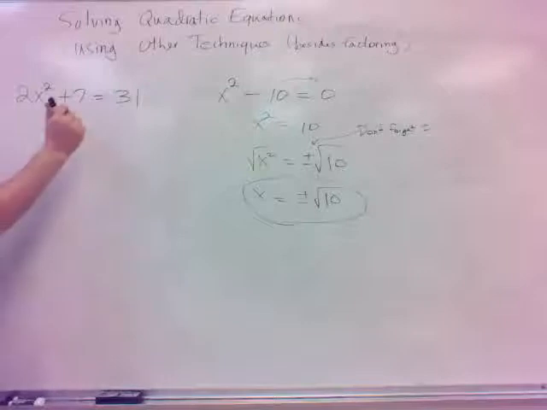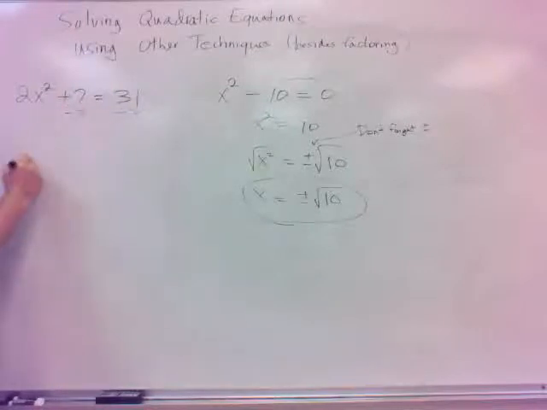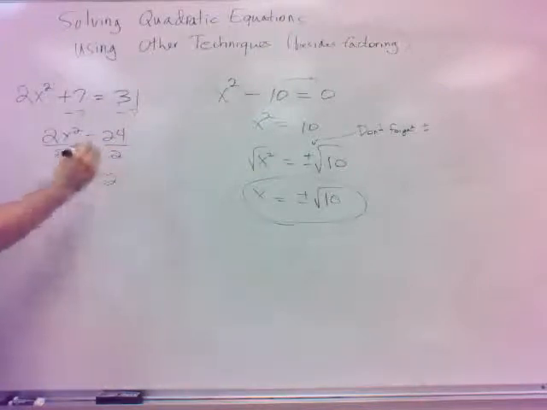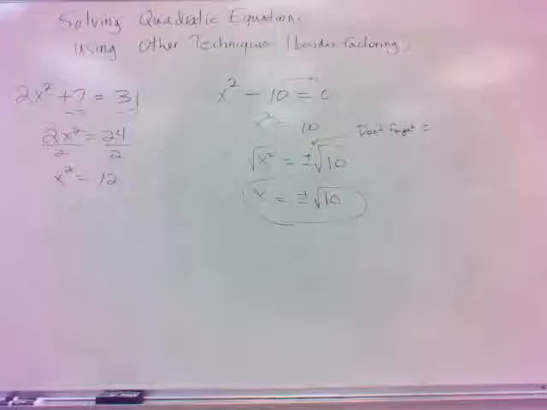I can subtract 7 here and get 2x squared would equal 24, and then divide off that 2 there, and x squared equals 12. Which pretty well tells me that, yeah, this one won't factor, but if you can get x squared by itself, and that's the only x term there is, that's a strong candidate for your square root method.